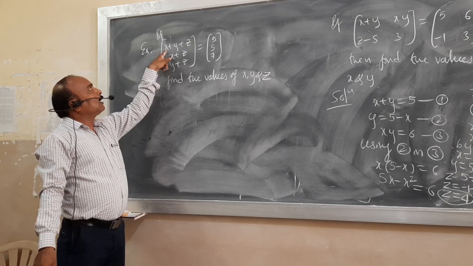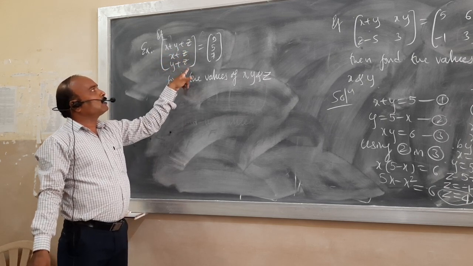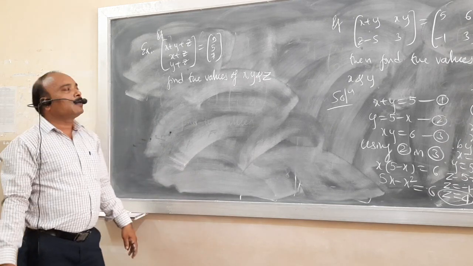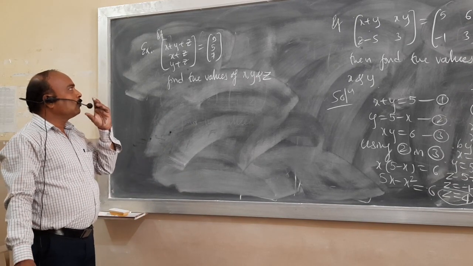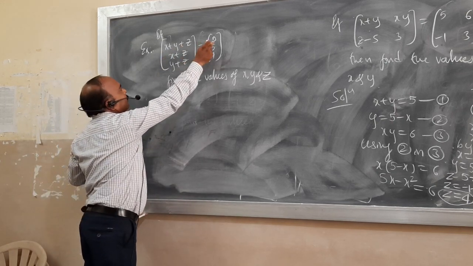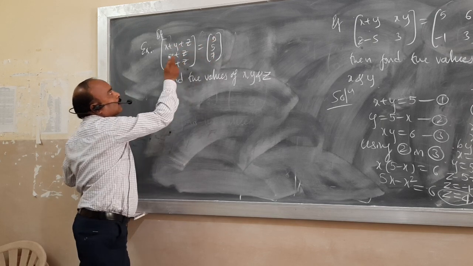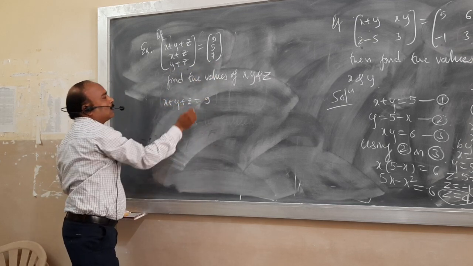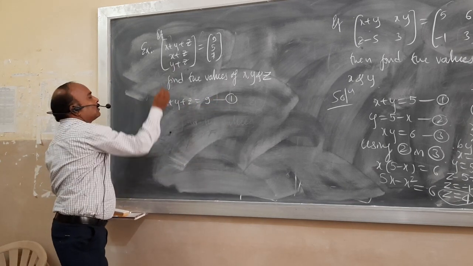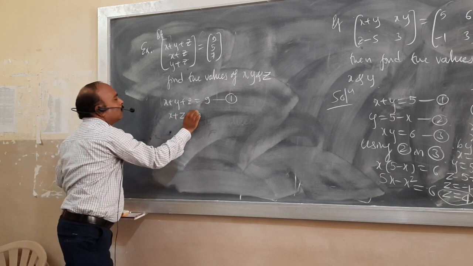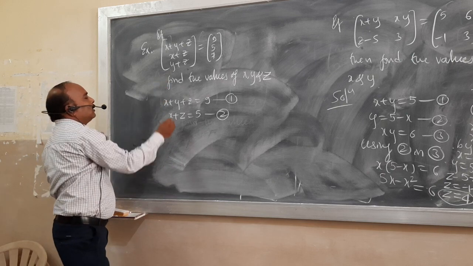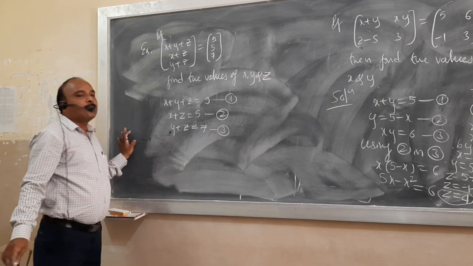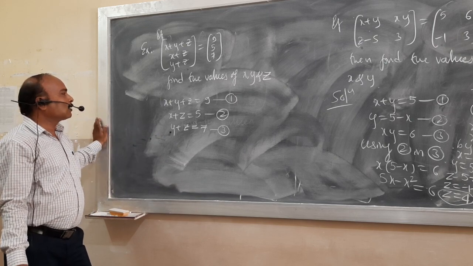Here you observe that x plus y plus z, x plus z, y plus z is a column matrix. It is given equal to 9, 5, 7. Then we calculate the values of x, y and z by equality of the two matrices. Now we observe that corresponding elements: x plus y plus z is equal to 9, x plus z equal to 5, y plus z equal to 7. We write x plus y plus z equal to 9, that is equation number 1. And the second equality, x plus z equal to 5, that is equation number 2. And the third one is y plus z equal to 7, that is 3. Now by using all three equations, we calculate the values of x, y and z.